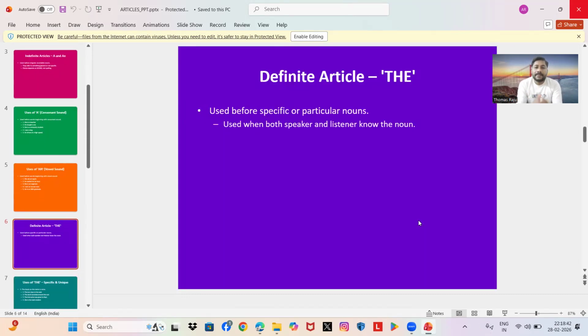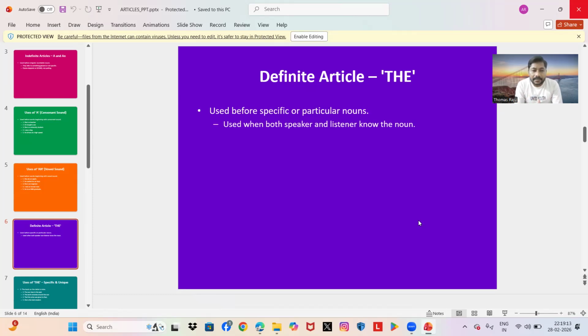Now let us see the definite article the. It is used before specific or particular nouns. So we use this definite article. Definite means we can say so and so particularly. That's why it's called a definite article. But regarding a, we can't say definitely. A girl means whosoever the girl. A man means we don't know particularly which man it is. Understand? That's why they are called indefinite articles.